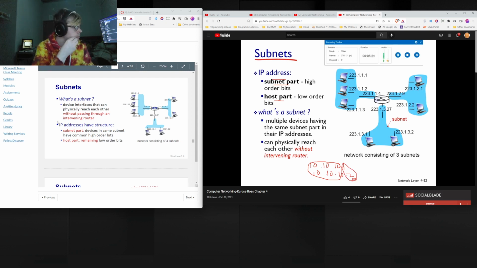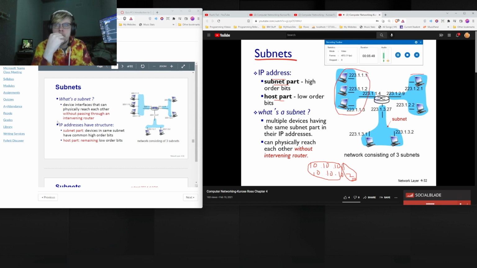They can physically reach each other without the help of the router. So all the devices which belong to the same subnet can reach each other and do not require the help of the router. For example, in this figure you can see that the systems having the IP address 223.111.112.113 belong to the same subnet. So if they want to send messages to each other, there is no need for the router.